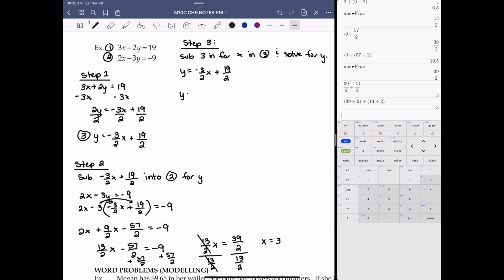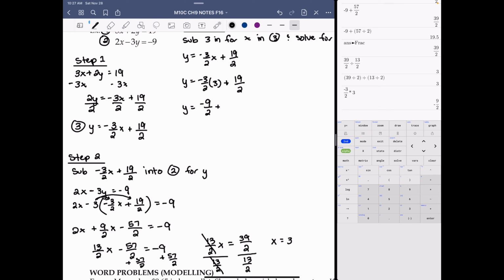Sub in 3 for x, we get y equals negative 3 over 2 times 3 plus 19 over 2. And then calculate. Fraction, negative 3 over 2, move out of the fraction, times 3 is negative 9 over 2, plus 19 over 2. We have common denominators, so we can add those fractions by adding the numerators. Negative 9 plus 19 is 10 over 2. If you want to just use your calculator, that's fine. Math, fraction, negative 9 over 2, move out of the fraction, plus second fraction, 19 over 2, gives us 5. So 10 divided by 2, simplified, gives us y equals 5.